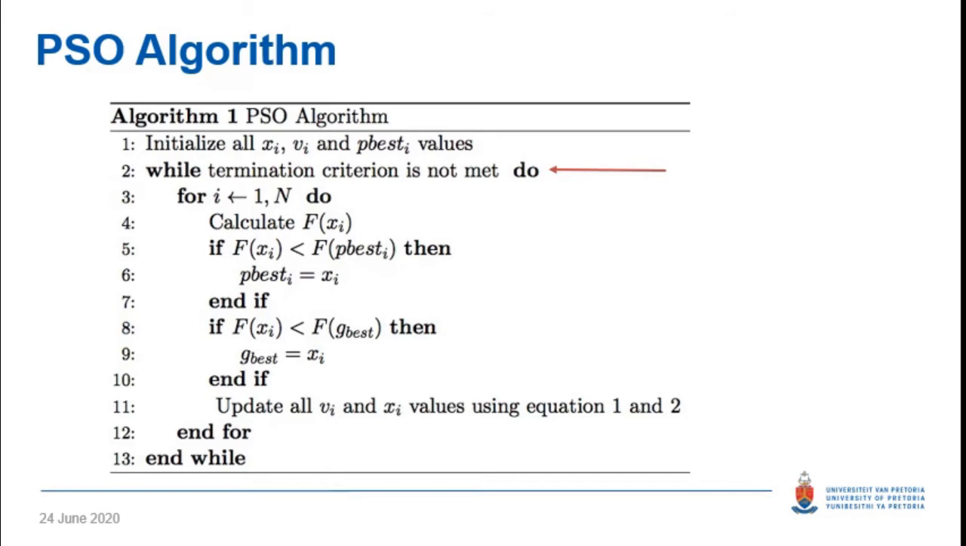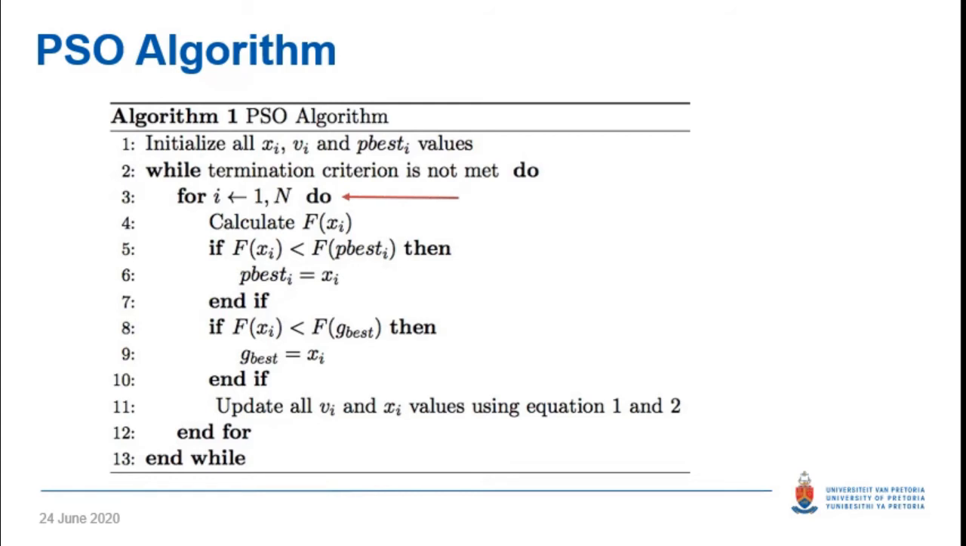So within the while loop, remember the whole purpose of the while loop is to perform the process of moving the particles through space and moving those particles to a part of the search space where you can get a global optimum. The inner for loop actually traverses through the particles. So i represents the particles, and we're going from i to n. N represents the number of particles. So that's the inner for loop.